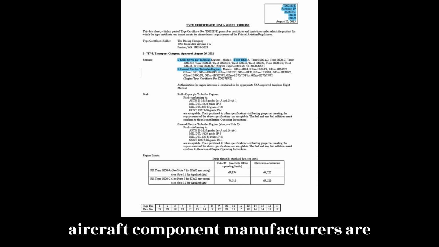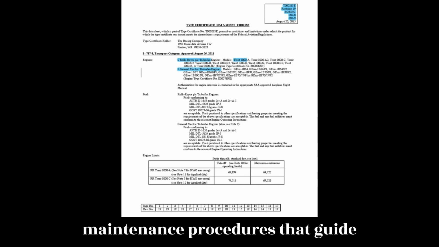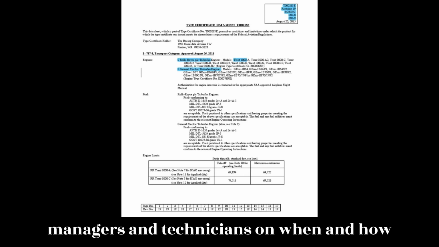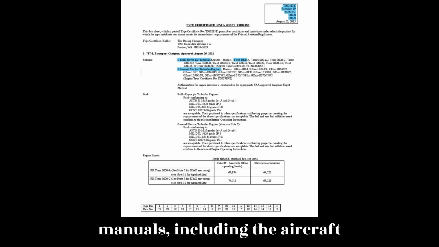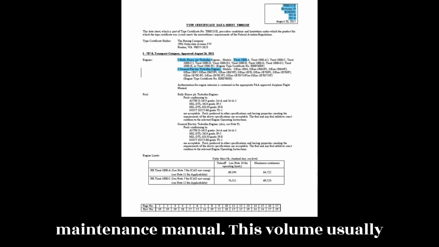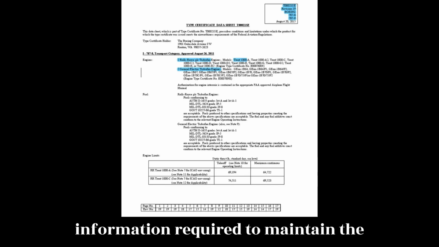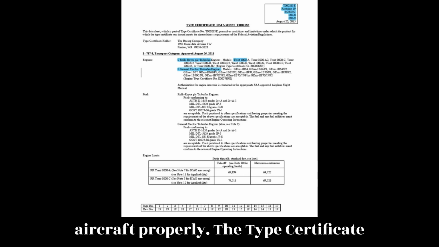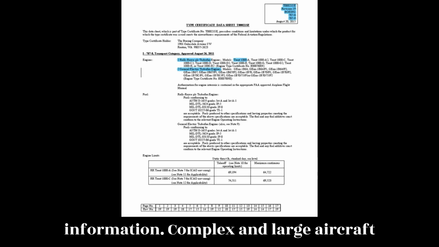Airframe, engine, and aircraft component manufacturers are responsible for documenting the maintenance procedures that guide managers and technicians on when and how to perform maintenance on their products. A small aircraft may only require a few manuals, including the Aircraft Maintenance Manual. This volume usually contains the most frequently used information required to maintain the aircraft properly. The Type Certificate Data Sheet, TCDS, for an aircraft also contains critical information.